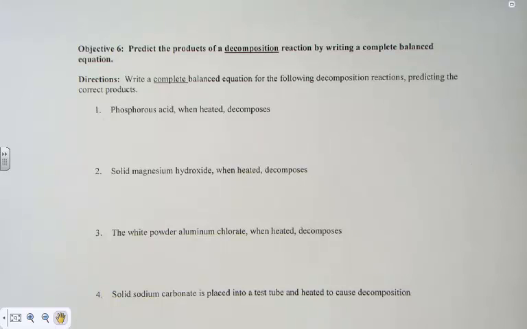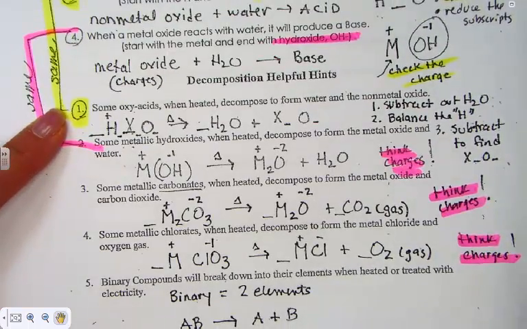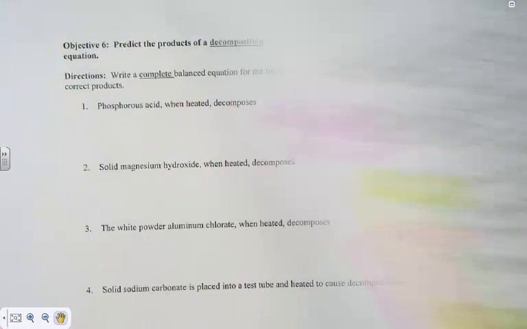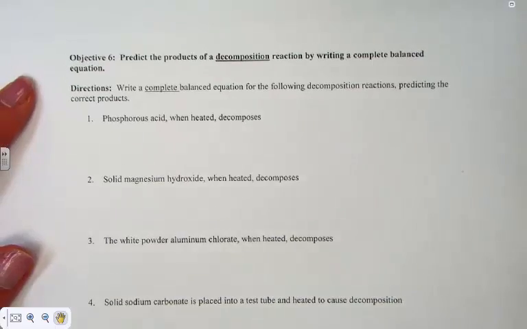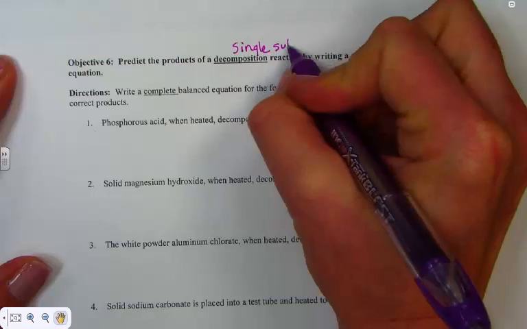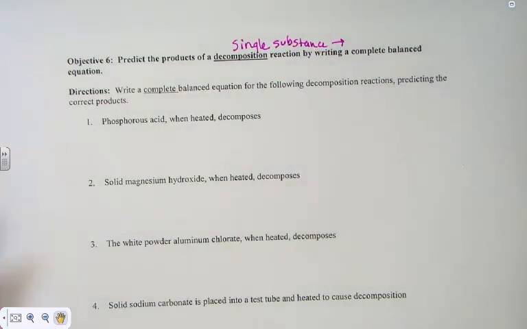Let's continue practicing our decomposition skills looking at Objective 6. We're going to predict products of a decomposition reaction using what we call our helpful hints. On the bottom of the combos, we learned that there were 5 helpful hints to learn how to break a single reactant into many products. What makes a decomposition unique is it is the only of the patterns to have a single substance breaking down into simpler pieces. So we'll have just one reactant.